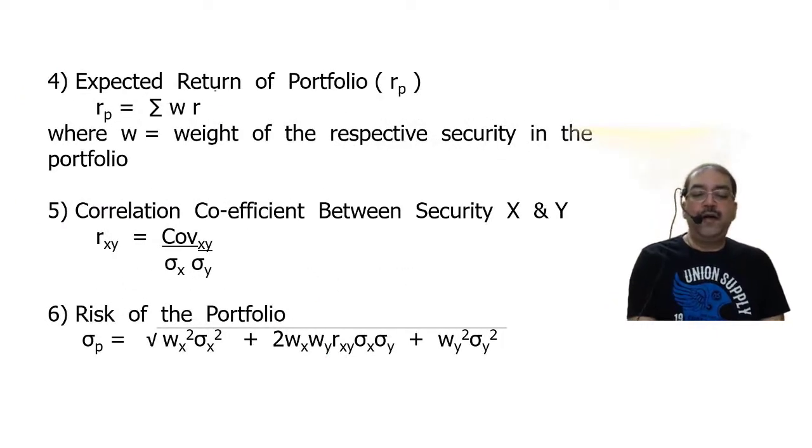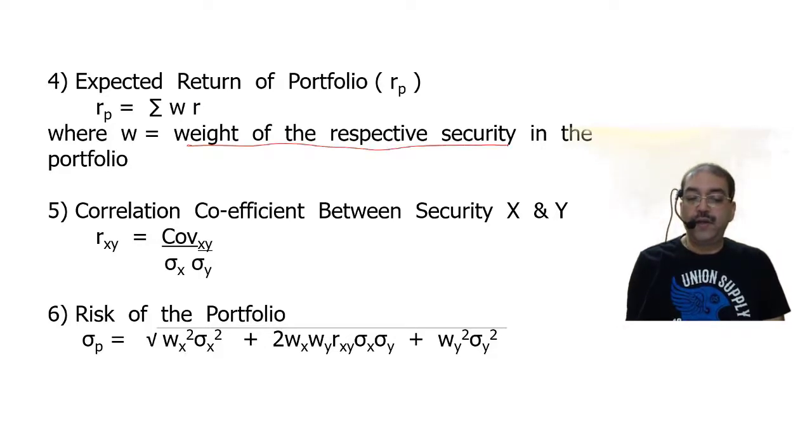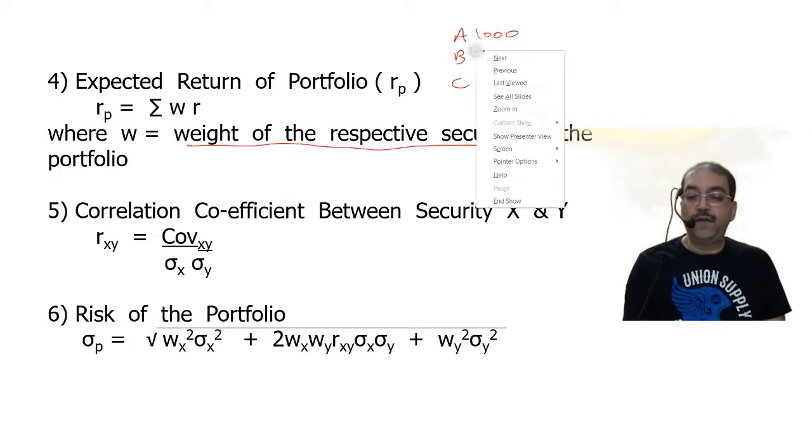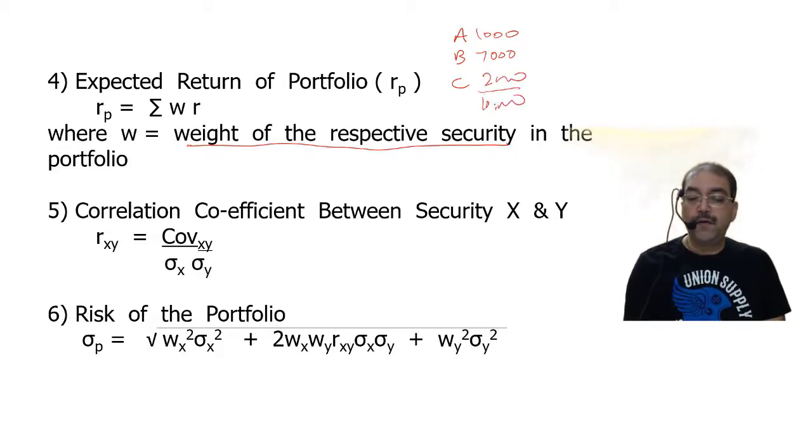Then we have expected return of portfolio. Expected return of a security is summation of P into X. Expected return of a portfolio is the summation of W into R, where W is the weight of the respective security. That means if you have three securities A, B, and C, and in A you have an investment of say 1,000, in B 7,000, and in C 2,000, the total investment is 10,000. Now what is the weight of A? Weight of A in the entire portfolio is 10%, so 0.1.